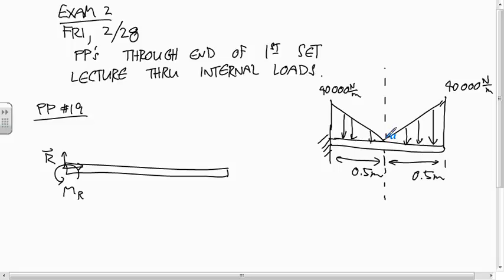Otherwise, if you don't do that, it's easier to represent this as two different distributed loads than to represent it as a single one and calculate the centroid of the single one. You could do that too, but it's easier to just say, okay, the centroid of this one is going to be here, the centroid of this one is going to be here, calculate what this point force is, calculate what this point force is. Okay, so what's the area of each of these two triangles? The area of one of these triangles is the height, 40,000, times the width, 0.5, divided by 2, so 10,000. That's for each one. And so we have a point force here of 20,000.